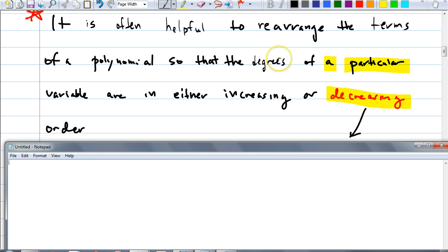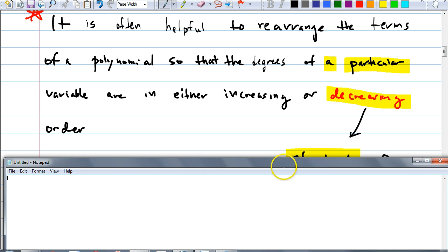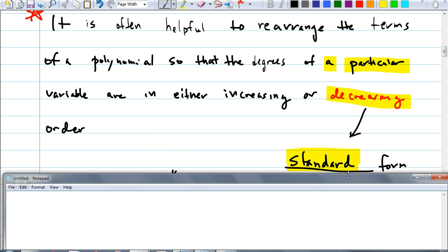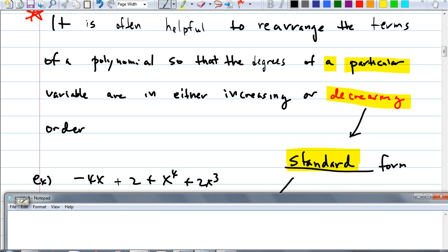Okay. So, for example, guys, what do you think this means? Let me give you an example here. And again, when you do this, it's called standard form. And I'm going to ask you to write things in standard form when I give you a polynomial, okay? So, for example, look at this example, write this down. It says negative 4x plus 2 plus x to the fourth plus 2x to the third. Okay?